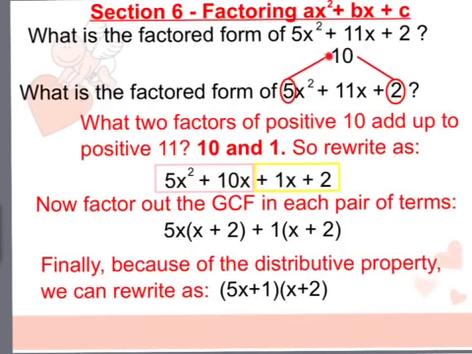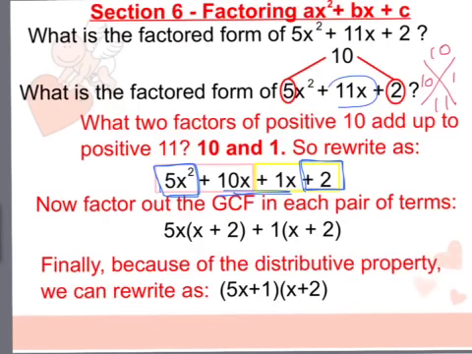So 5 times 2 is 10, so the 10 goes here. Then we want to figure out what two factors of 10 add up to positive 11. So that's positive 10 and positive 1. In order to do this method, we rewrite the ax squared term, we rewrite the c term, and in the middle, instead of writing 11x, we write it with the two factors. So 10x plus 1x gives you 11x. So you rewrite it as 10x plus 1x.